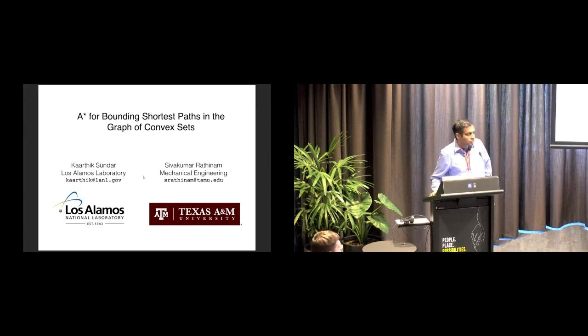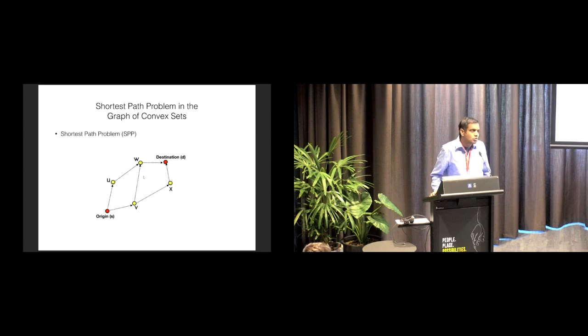So before I get into the method and other things, let me define what the problem is. We all know what the shortest path problem is. You're given a graph, and each edge in the graph has a cost, and you want to figure out what the shortest path is from the source to the destination. Now, in the graph of convex sets problem, each node is associated with a convex set. So for example, you have something like this, and it's called the graph of convex sets.